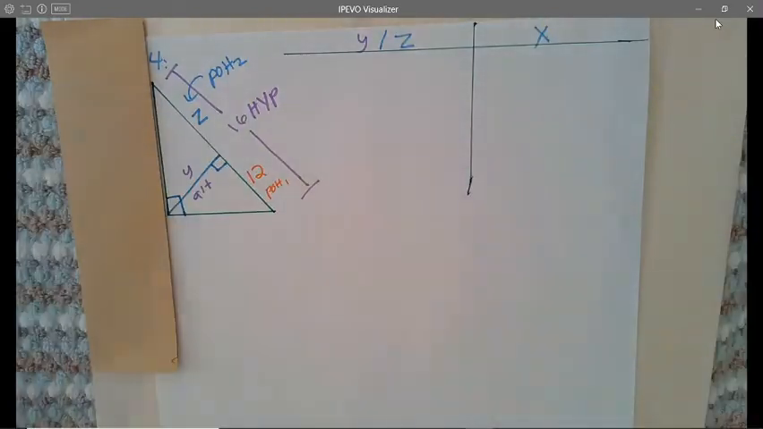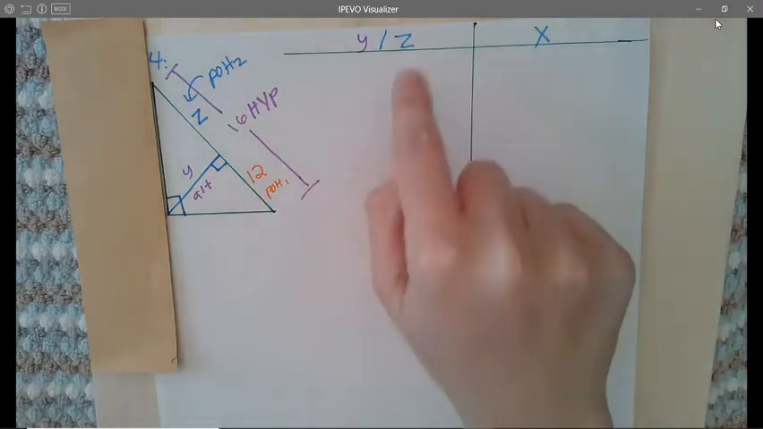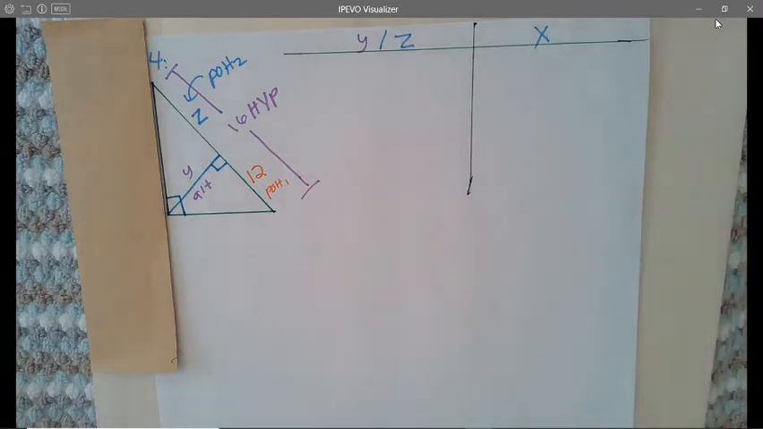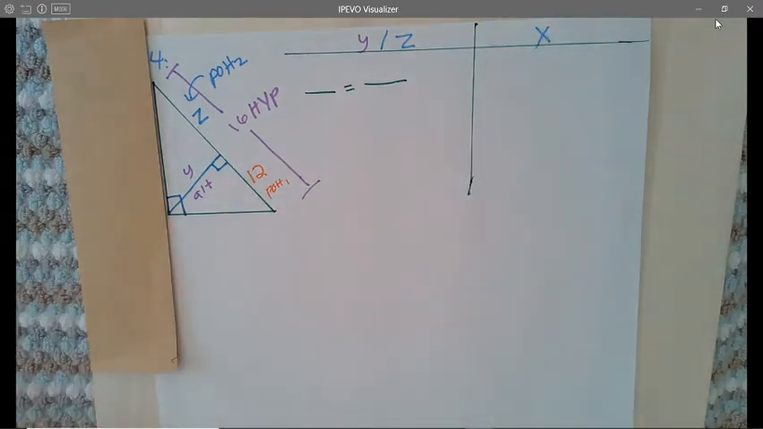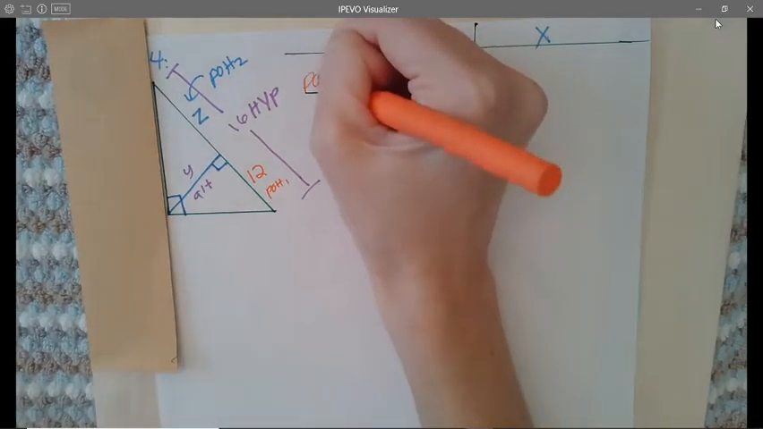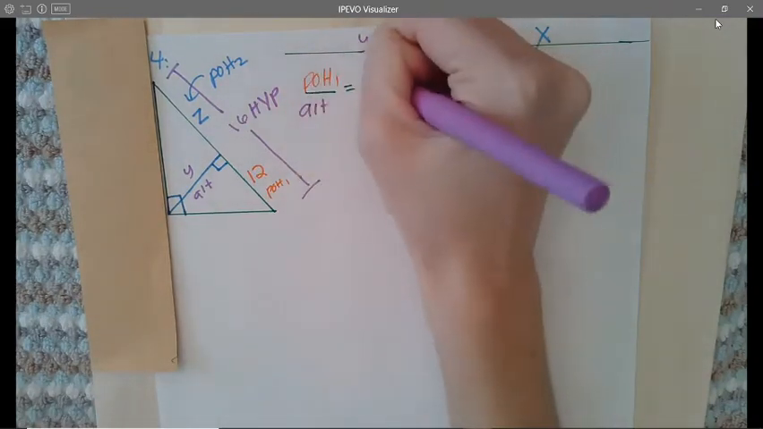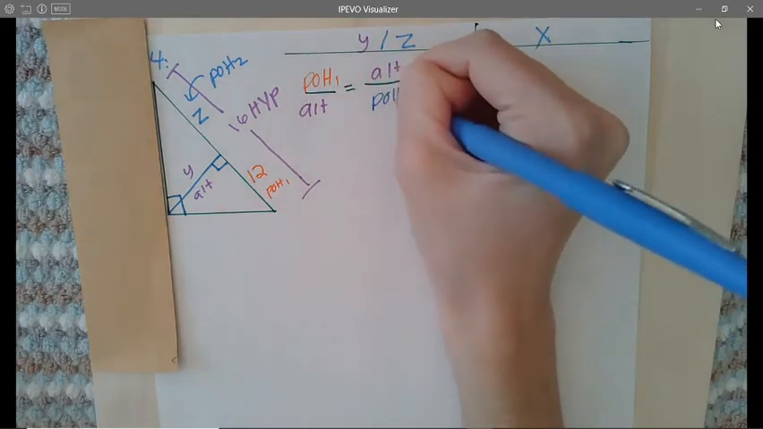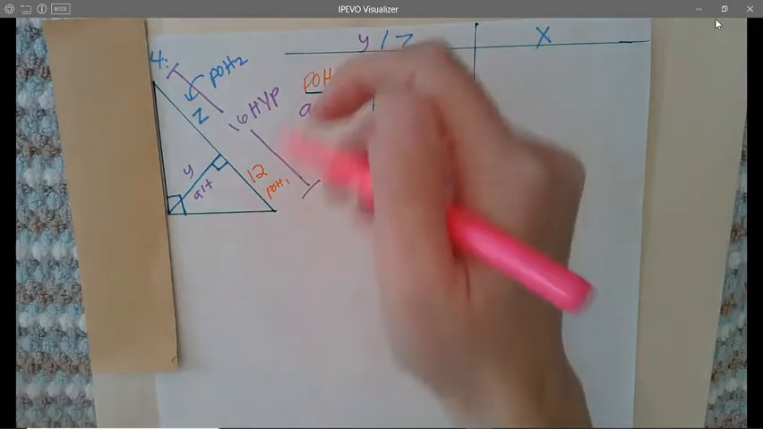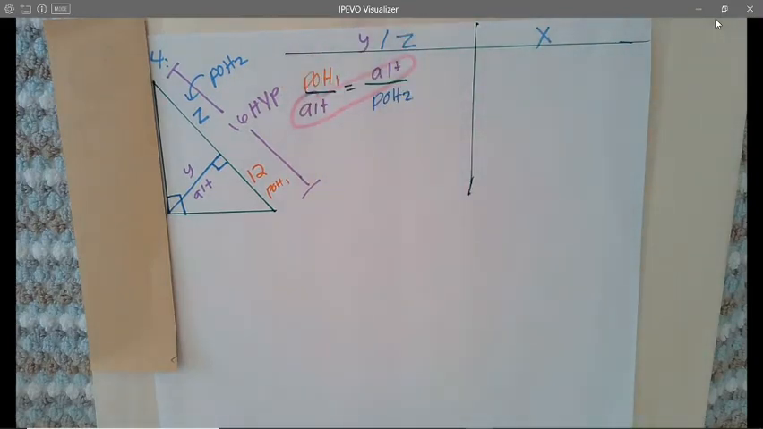So I'm going to use that one first. Since y is sitting on the altitude, I'm going to solve for y first. As we're solving for y, we're also going to find z. Let me set up the formula: POH1 over the altitude equals the altitude over POH2. And remember, since we're doing a geometric mean across the diagonal, I should have a value that's the same. Let's set this up.